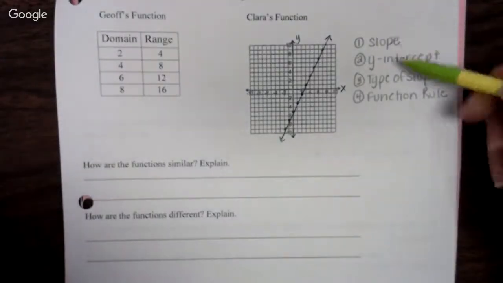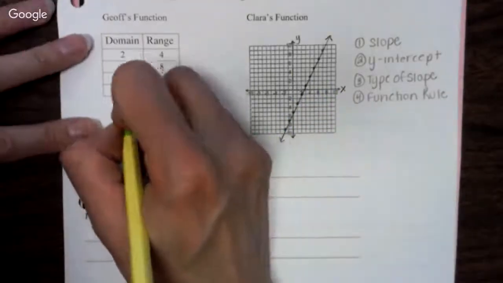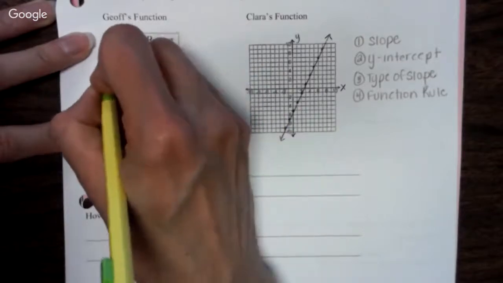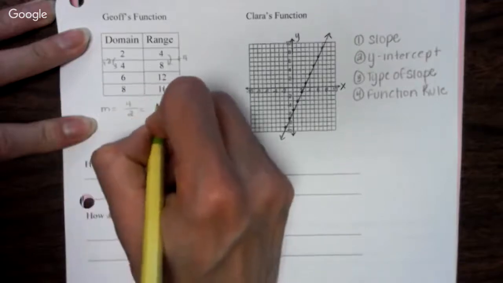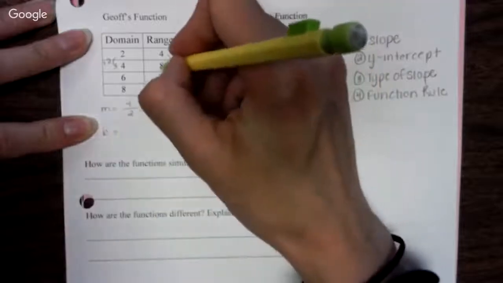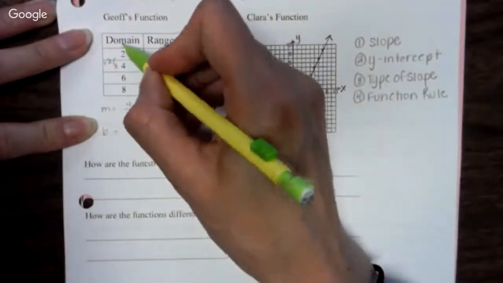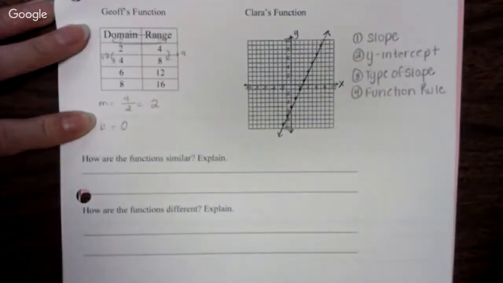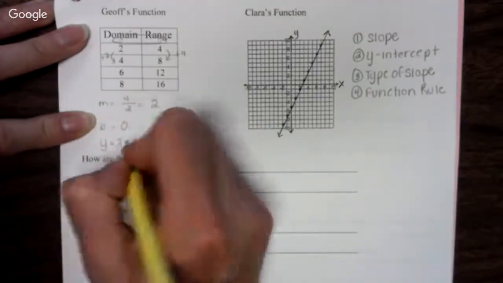So let's actually find these for both of these graphs. Let's start with Jeff's. Okay, so this one is going up by 4. This is going up by 2. So my slope, change in y over change in x, is 2. My y-intercept, if I follow this pattern of going down by 4, I get to 0. Follow this pattern of going down by 2, I get to 0. So that means my y-intercept is 0, making my equation y equals 2x.